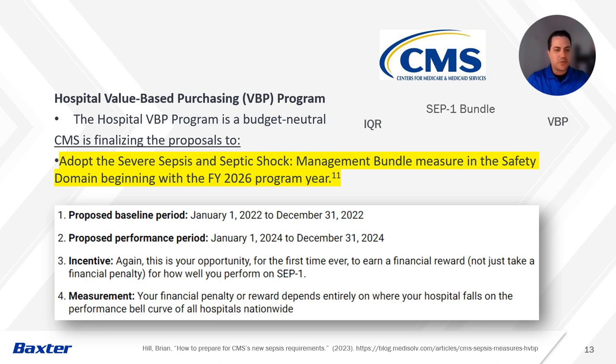So January 1st of 2022 is a baseline period for collecting data about severe sepsis and septic shock for the management bundle. Unfortunately, this is information that's already existing. We can't have any effect on this, and that's going to be used as our baseline period. The performance period starts in a few months, on January 1st. This will be measured against the baseline, and then the incentive period will be paid out in 2026. So SEP 1 will now be tied to reimbursement, the day we've all been waiting for.